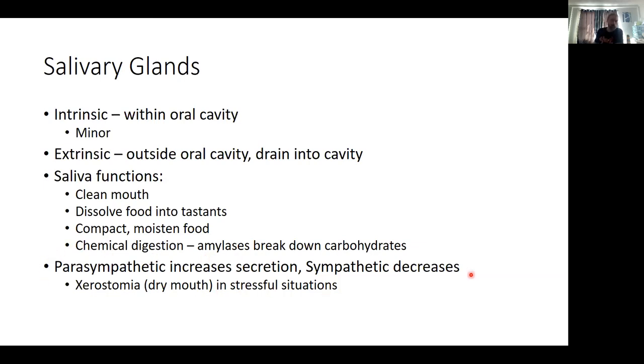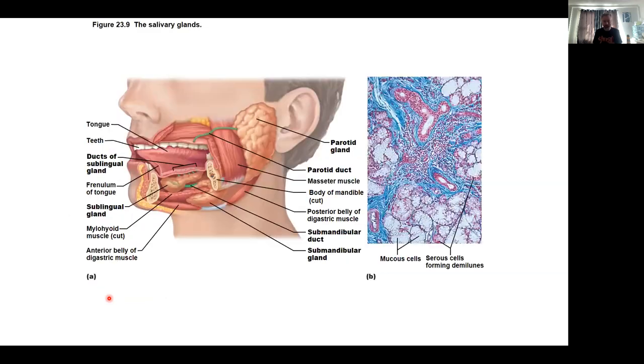This is under largely autonomic control. The parasympathetic, the rest and digest, is going to increase secretion. The sympathetic, the fight or flight, is going to decrease it. So if you've ever had dry mouth when you've gone up to give a speech, we call this technically xerostomia. Under any of those stressful situations, when you're under sympathetic control, that shuts down all of your salivary glands.